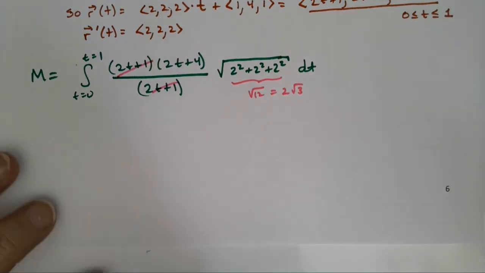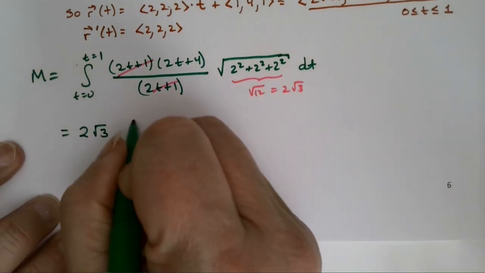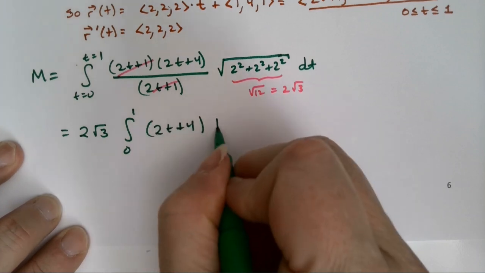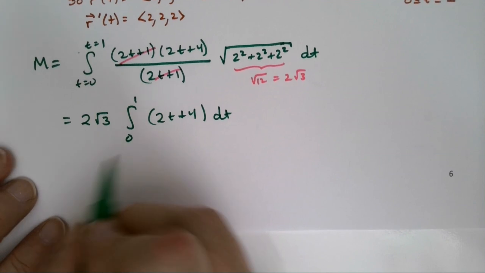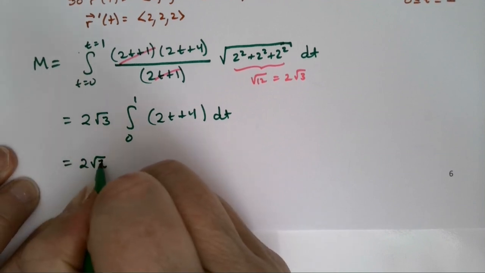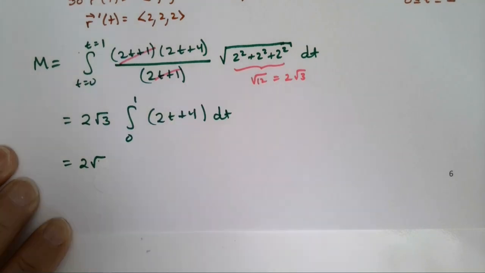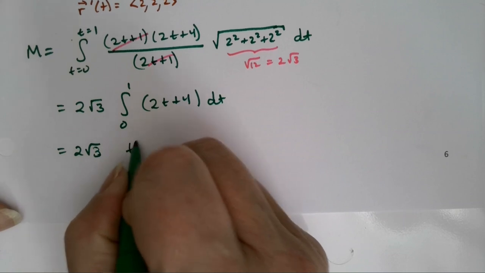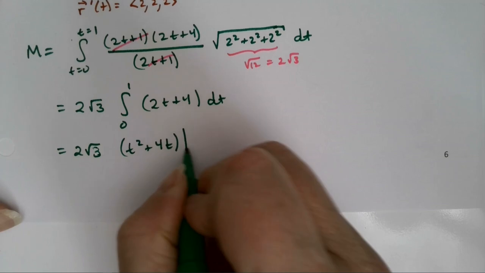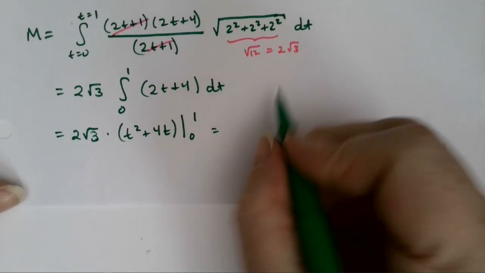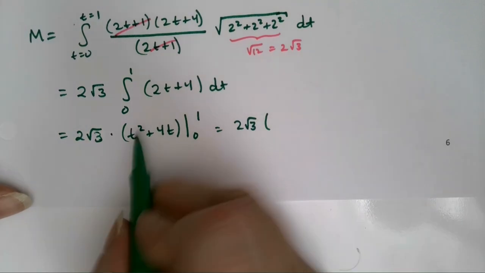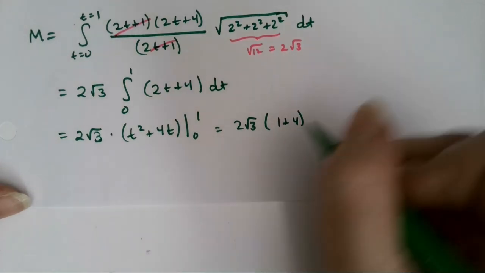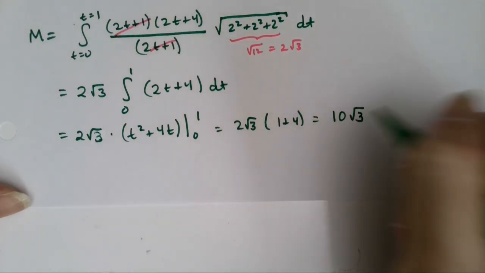Okay, so this becomes 2 square root of 3, integral from 0 to 1, 2t plus 4 dt. And that's an easy enough integral that we can do this without a computer. Only if I can write. There we go. So 2 square root of 3. And then this is t squared plus 4t from 0 to 1, which is 2 square root of 3 times 1 plus 4 minus 0, which is nothing. So it's 10 square root of 3.